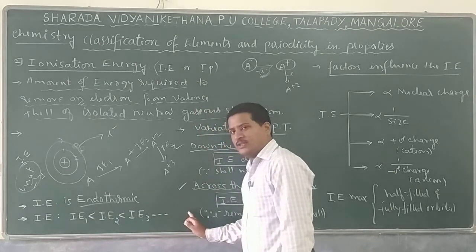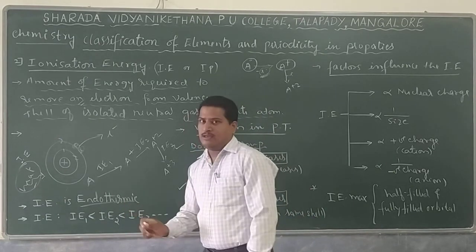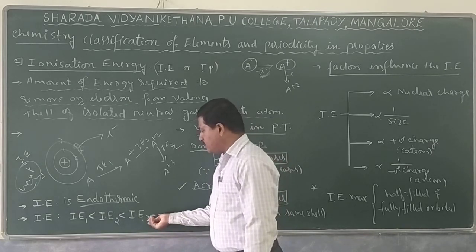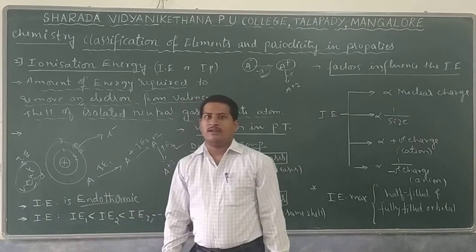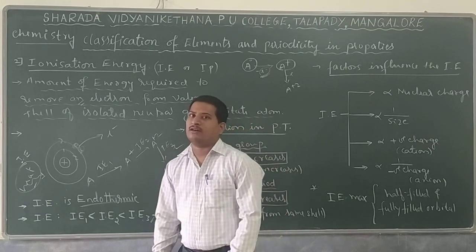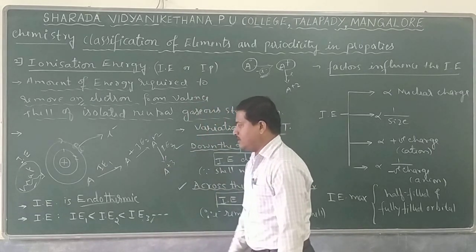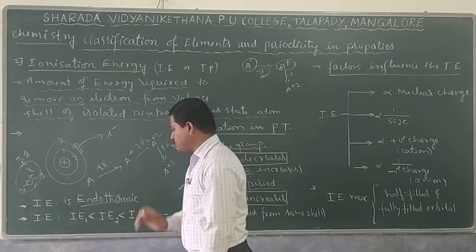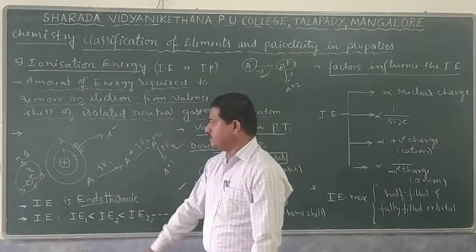Suppose there is a fourth successive ionization energy, then that is higher than the third. But remember, the maximum number of electrons that can be removed from an atom is 3, not more than that. That will disturb the electronic configuration, the stable state configuration. So this is a point to be noted. It is an endothermic process, and this is the successive ionization energy.